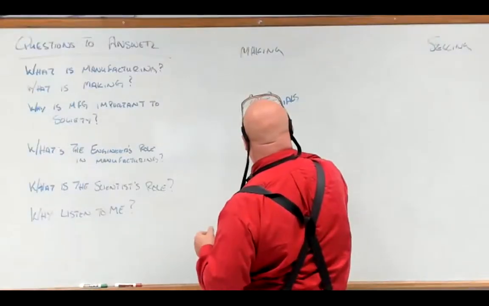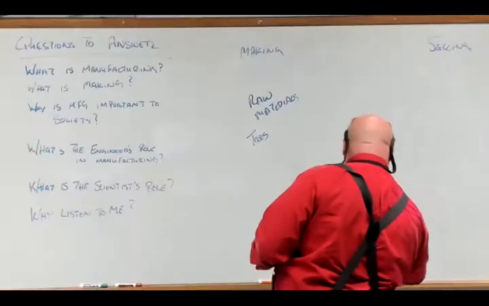Materials. We need raw materials. Tools. Need machines. Business plan. Financial support. You're going to need some kind of space to actually produce your parts, like a warehouse. You need space. You need capital. You need dollars.